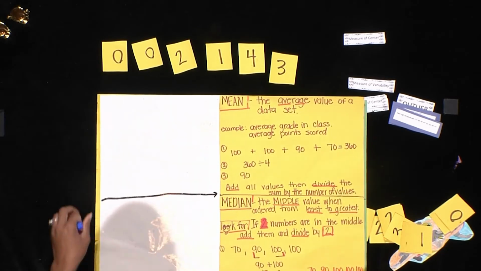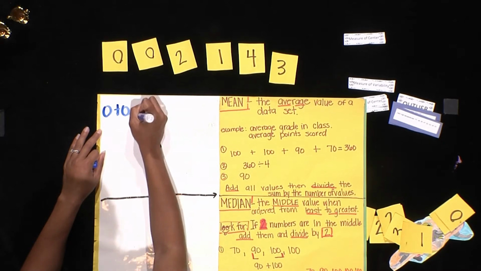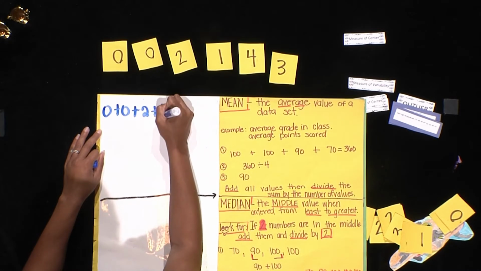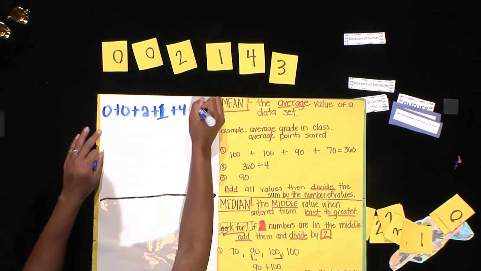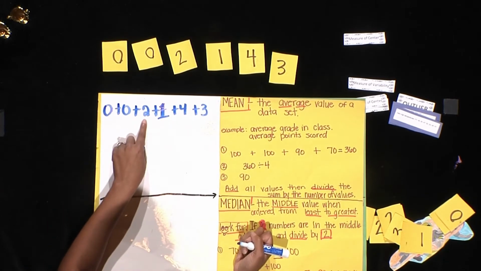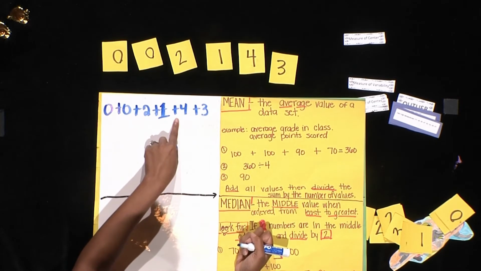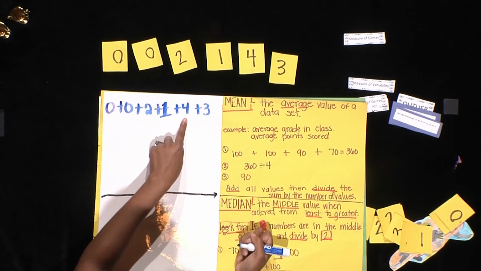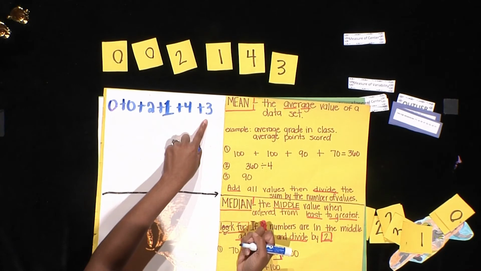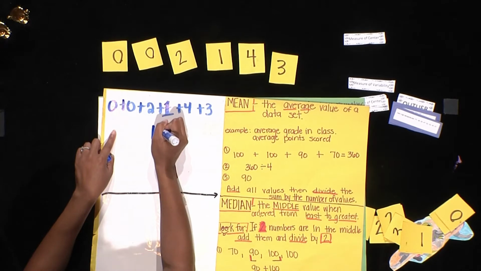So here we have 0 plus 0 plus 2 plus 1 plus 4 plus 3. Our sum, 0 plus 0 is 0, plus 2 is 2, plus 1 is 3, plus 4 is 7, good job, plus 3 is 10. Well, how many numbers is that? Not 10 numbers, good job. Our sum is 10.